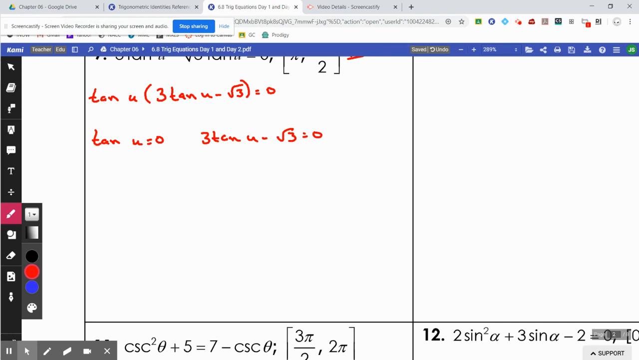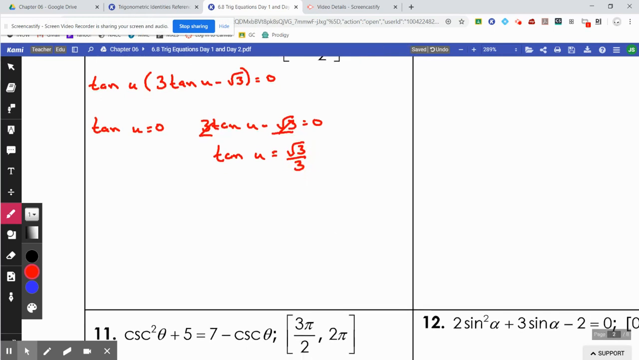Isolate or solve for 0. In the second one, let's move this term over and divide by 3. And it gives you the tangent of u equals, when you move the negative square root of 3 over, you have now the positive square root of 3. Divide that by the 3 here. So you have where is the tangent of u equal to 0? And where's the tangent u equal to root 3 over 3?